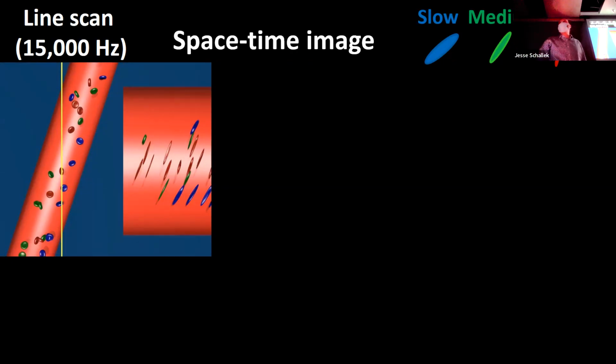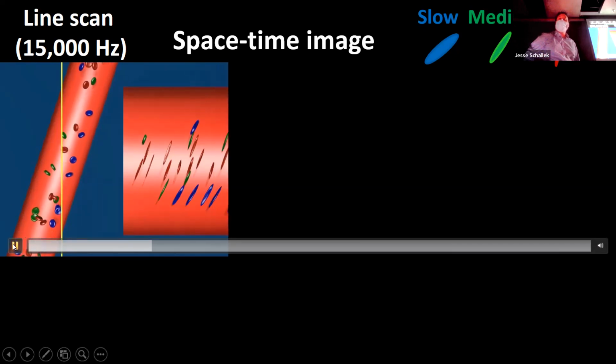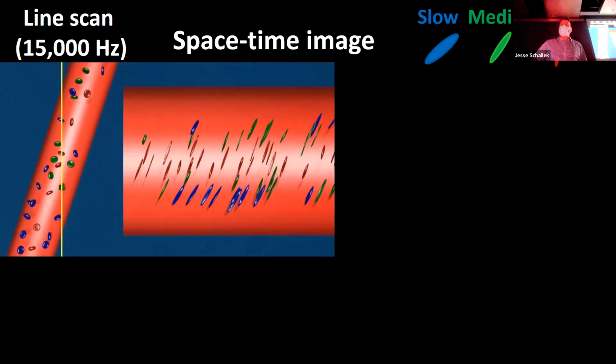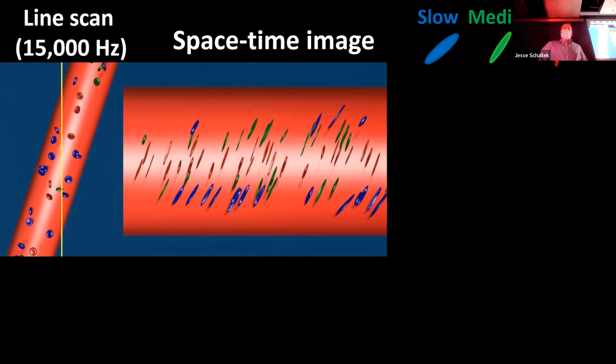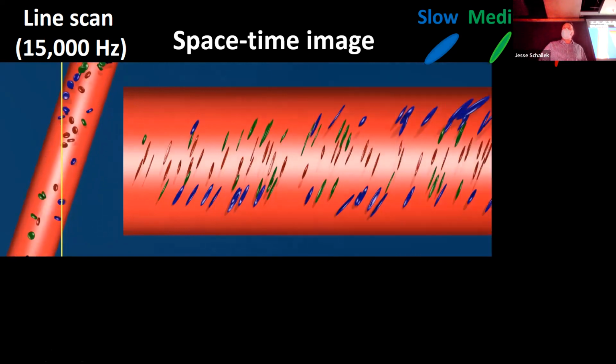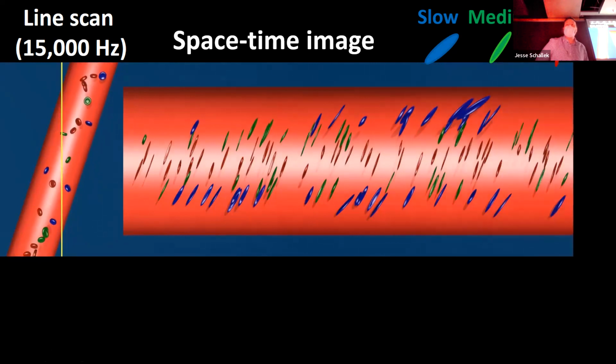We've created 3 classes of blood cells in the simulation: red cells moving very fast, you'll see that at the central column, medium cells in green, and slow cells in blue. And we're simulating what happens when we have the single beam of light represented by that yellow trace, and we're creating the space-time image at right. What I want you to pay attention to is the fast-moving cells have a slope which is very steep. The slowest moving cells, which are at the boundary condition, are at the very edge of this image.